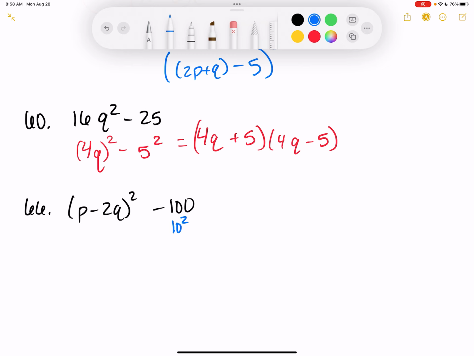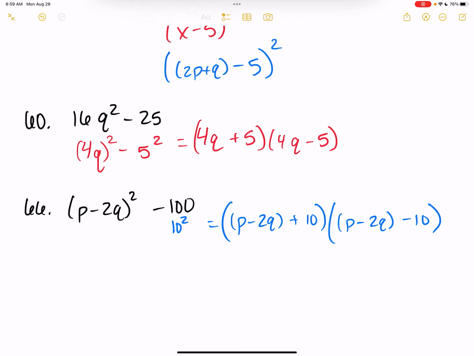So now when I go to factor it, it's just this first term plus this, and then times this first term minus this. So all this becomes is p minus 2q, and keep that in parentheses so it doesn't get confusing, plus 10, times p minus 2q minus 10. So no matter what it gives you, whatever term is being squared, we just take down whatever that term is, and that's where we put in our difference of squares formula, if you will.